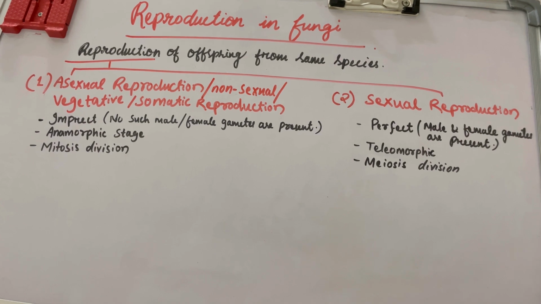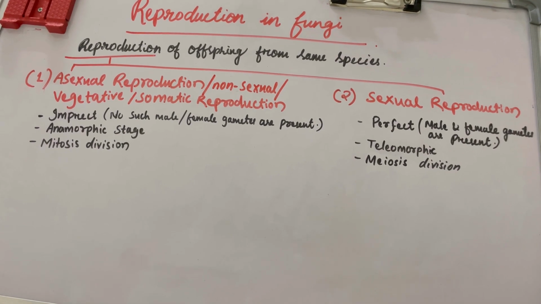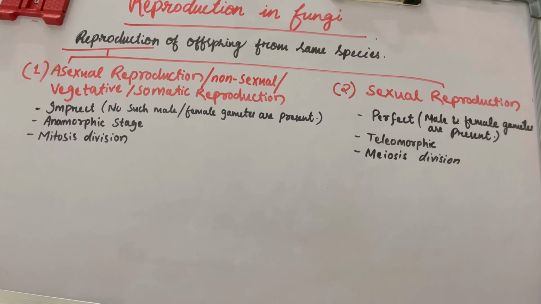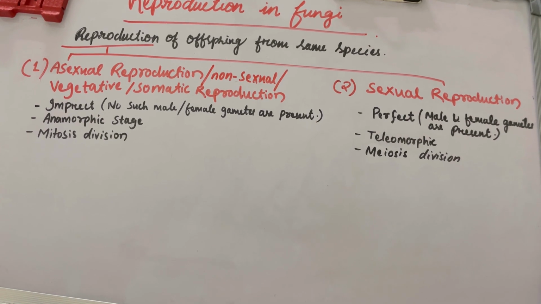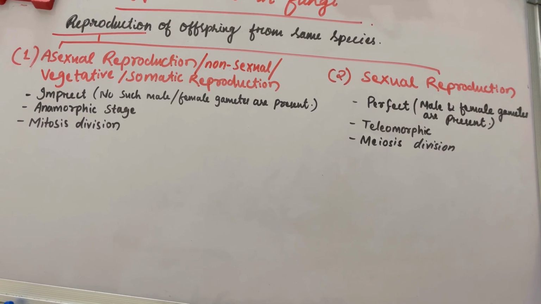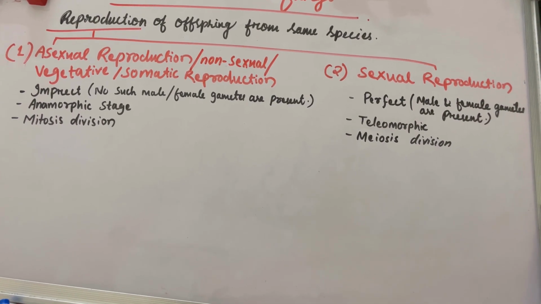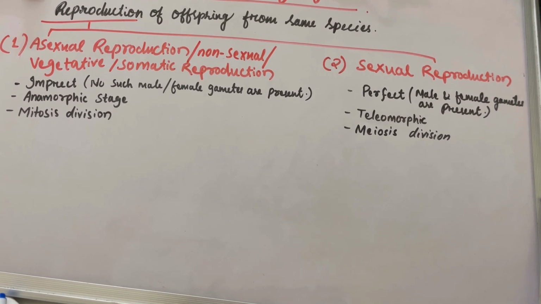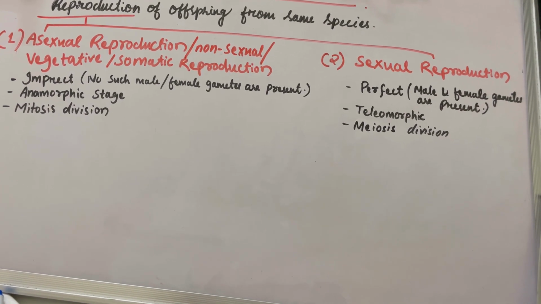Basically, asexual reproduction is imperfect in nature. No such male or female gametes are present. It is anamorphic in stage and it has mitosis division. On the other hand, sexual reproduction is perfect in nature, which contains both male and female gametes. It is teleomorphic in stage and it has meiosis division.